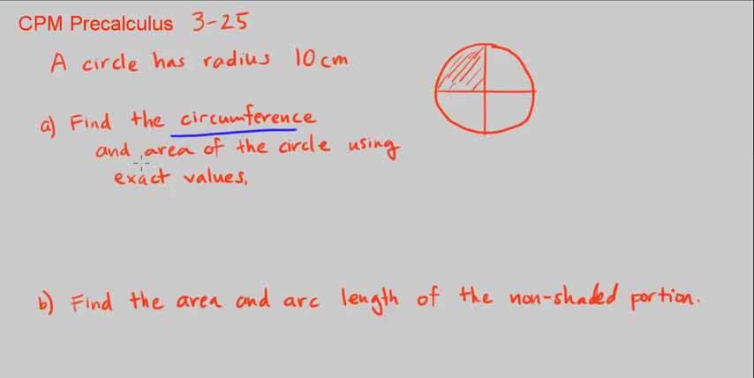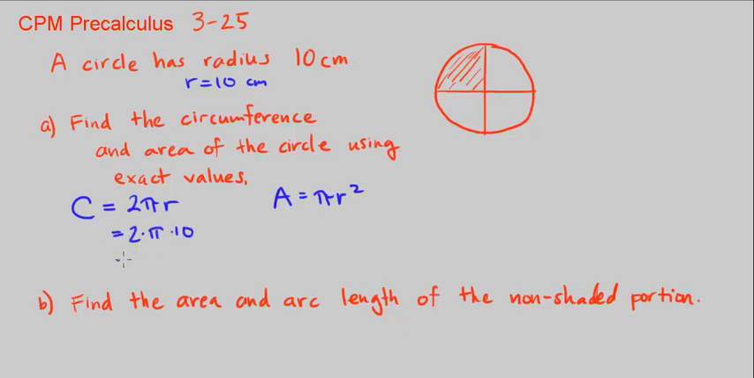All right, part A. Find the circumference and area of the circle using exact values. Well, we're given the radius is 10 centimeters. The formula for circumference, which means the perimeter of the circle, is just 2 pi r. And area of a circle is just pi r squared. I plug in r as 10, and that gives me the circumference of 2 times pi times 10.